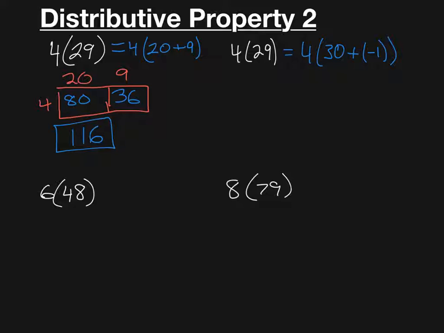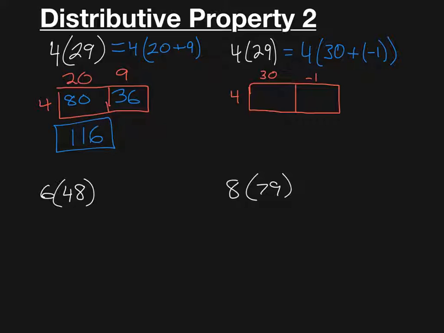Now, I'm going to use my area model again to check this and see if we get the same answer. Are these going to be equivalent? So I have 4 as my width. Now, I have two rectangles. One rectangle is 30 for the length, and the other rectangle is going to be negative 1. Now, in the real world, we can't have a rectangle with a length of negative 1. But let's see if conceptually this works, if it gives us the right answer.